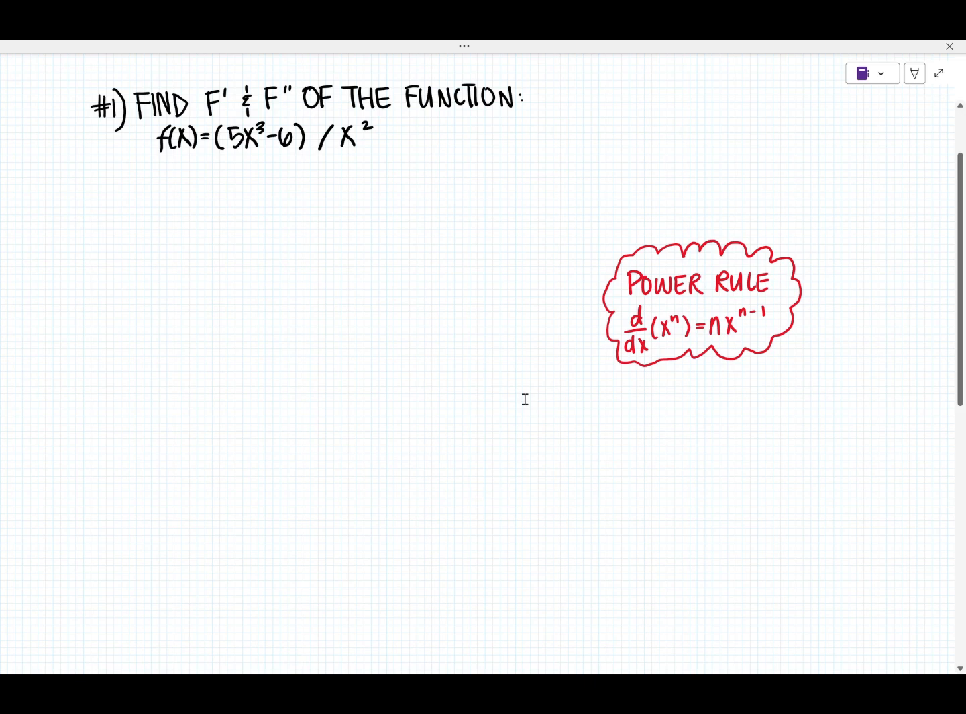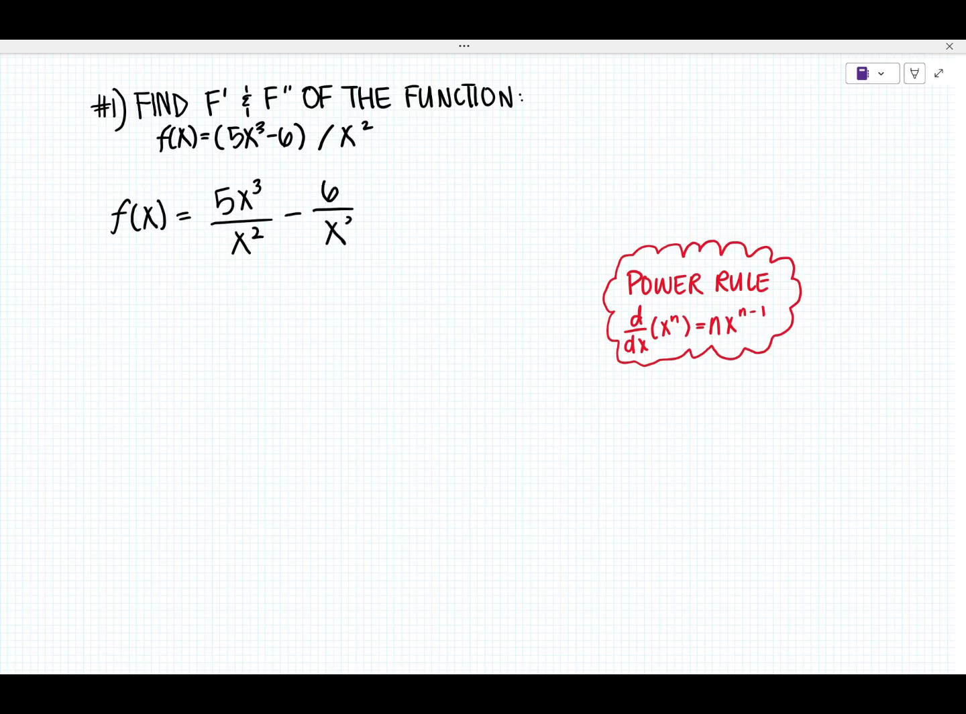So for our first question, we want to find f prime and f double prime of the function f of x equals 5x cubed minus 6 divided by x squared. Our first step is we want to go ahead and simplify the function. So f of x equals 5x cubed divided by x squared minus 6 divided by x squared.